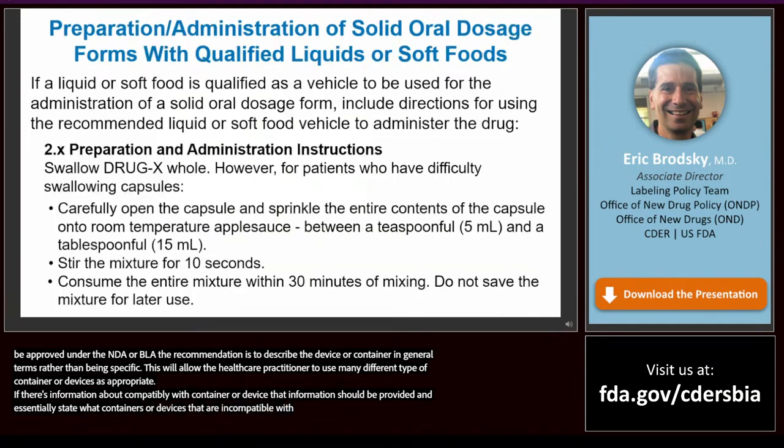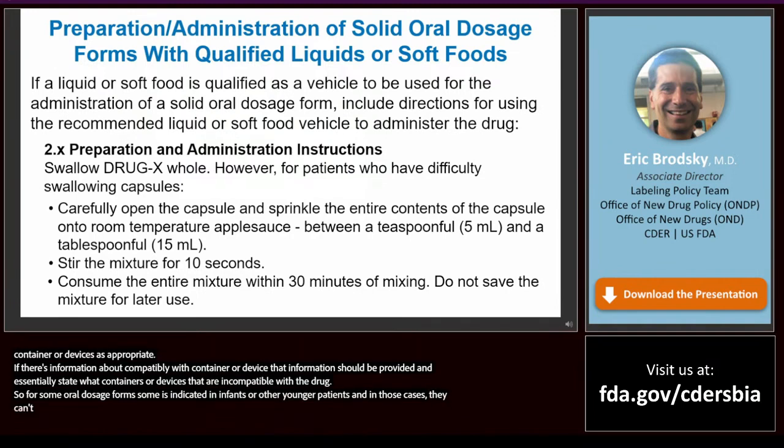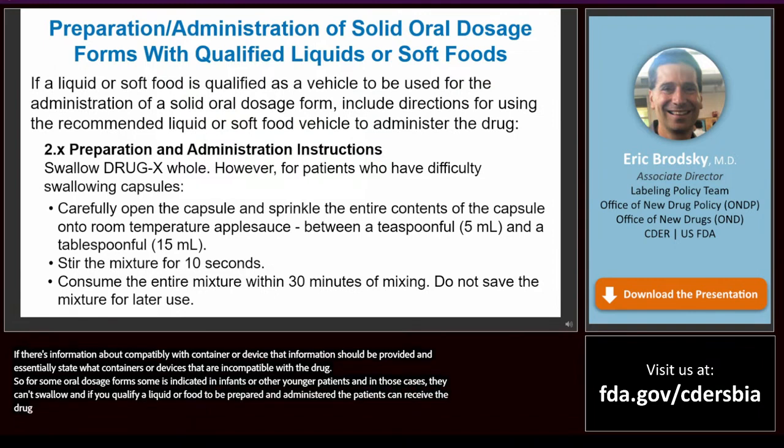So for some oral dosage forms, some of these products may be indicated in neonates, infants, or other younger pediatric patients. And in those cases, those younger pediatric patients can't swallow. If you qualify a liquid or soft food to be mixed, prepared, and then administered, these patients can receive the drug. So what do I mean by liquid? That could be apple juice or milk or infant formula. Soft food vehicles could be applesauce, bananas, rice pudding, strawberry jam.